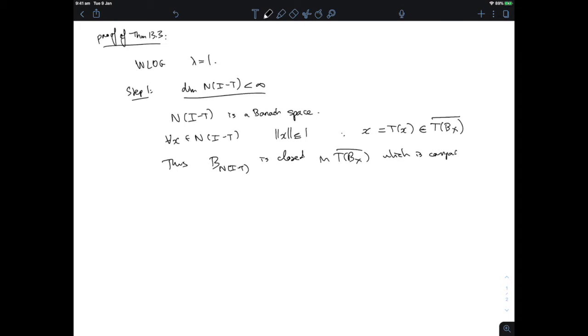So this Banach space has a compact unit ball for the norm, and we have seen that this characterizes finite dimensional Banach spaces. Therefore, this is compact, and that means the null space is finite dimensional.